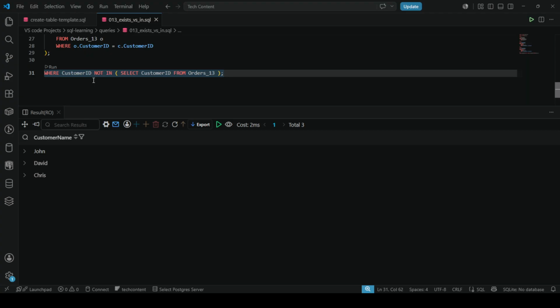Now I have one practice challenge for you. Today's challenge is to write a query that displays the customer name for customers who have placed at least one order, but there's a twist. Write the query twice: first using IN and then using EXISTS. Now there is one bonus challenge for you as well: modify the query to return customers who have never placed an order using NOT EXISTS. Pause the video, try it yourself, and I'll put the solution in the pinned comment.